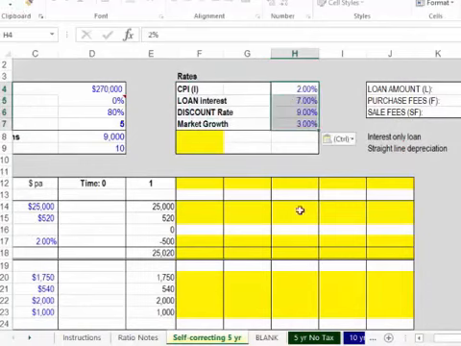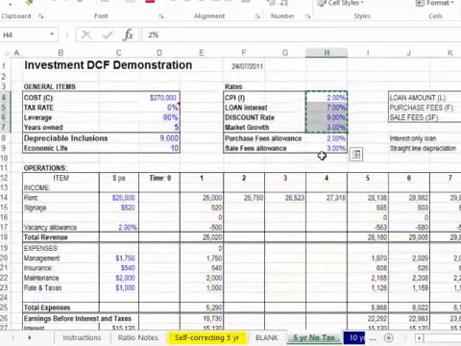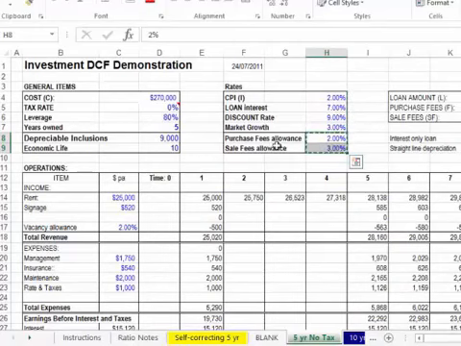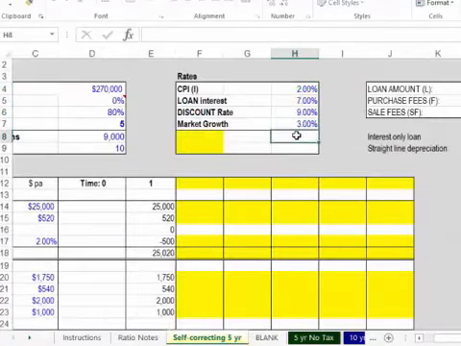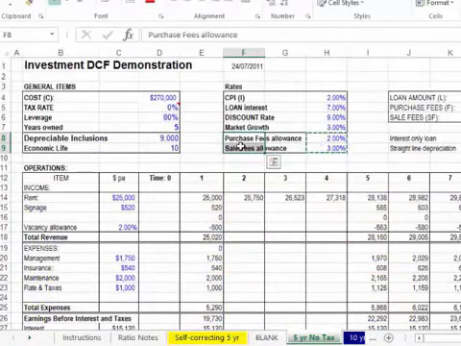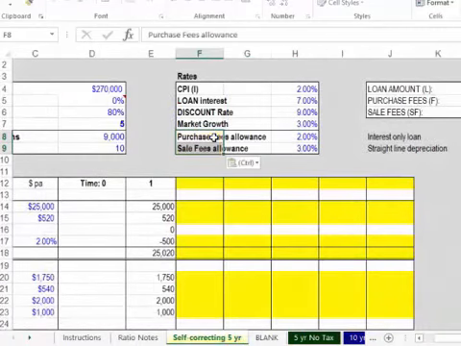Paste those. Let's come back, and just for completion we'll bring in the purchase fee allowance and the sale fee allowance. We'll be talking about those later on, but it just basically tidies up the model, gets our data all in place. Okay, so now we have all of these rates.